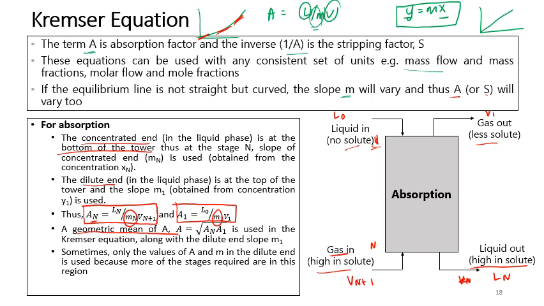Sometimes you may only use the values of A and m at the dilute end, because at the dilute end you will require more stages, since it is more difficult to absorb gases in dilute concentration compared to gases with high concentration.